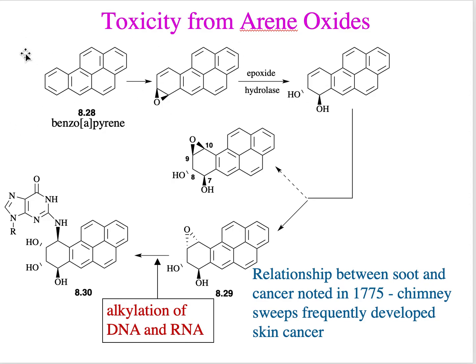So an example of when this goes wrong is in the formation of the common combustion byproduct, benzo[a]pyrene. This is a combustion product that's formed in smoke. And what can happen, right, is that it forms some of these structures that are epoxides that can readily interact with DNA and RNA. So they can act as alkylators. This is one of the chief causes of cancer due to smoking, or lung cancer.